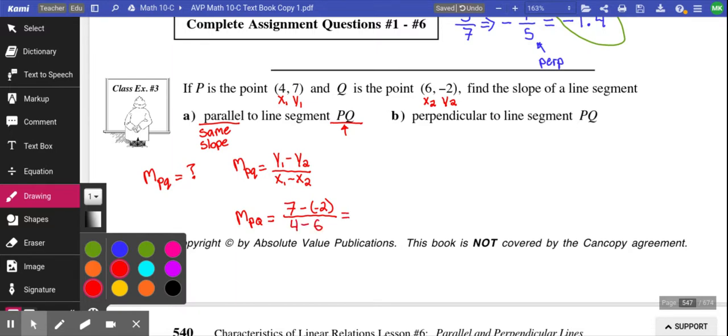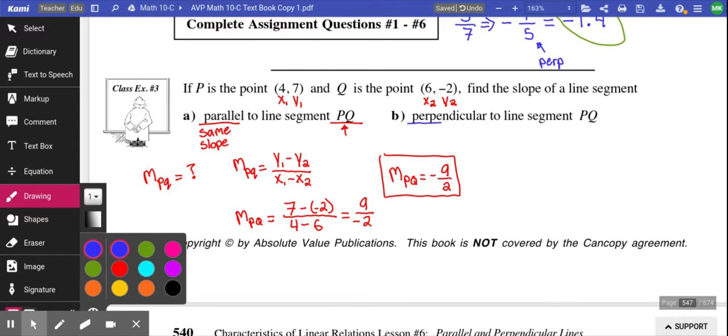If you put that in your calculator, 7 minus negative 2 is 9, divided by negative 2. That means my slope is negative 9 over 2. So if I wanted to be parallel, that's the slope I'd have to have, negative 9 over 2.